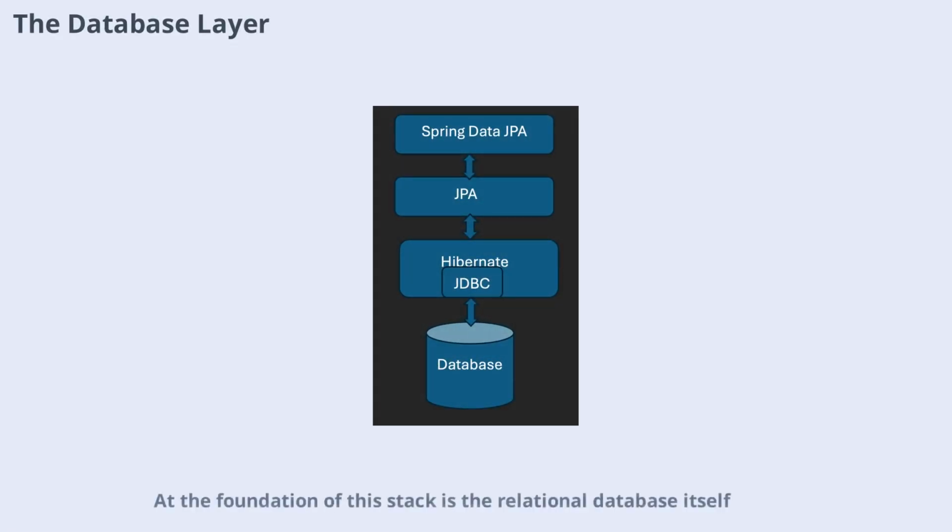The foundation of this stack is the relational database itself. This is where all your data is ultimately stored and retrieved. Whether you're using Spring Data JPA or Hibernate, the database remains the final destination for your application's persistent data. Understanding this helps clarify why each layer exists and how they interact to make data access more efficient and manageable.